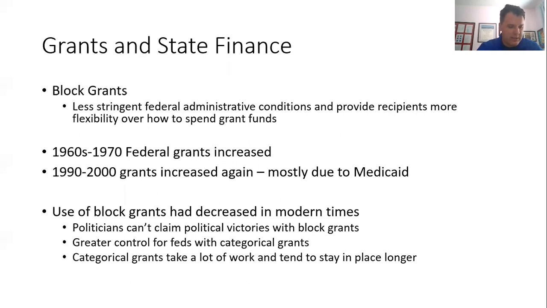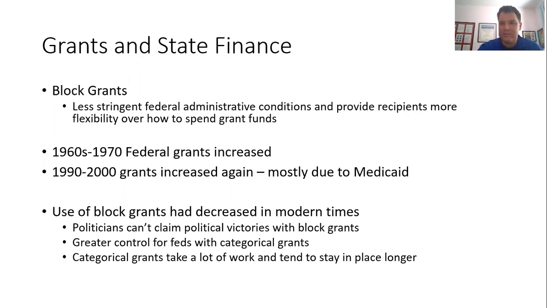Categorical grants are relatively popular, although nobody likes them. The government likes them, but it creates a lot of red tape. It creates a lot of governmental jobs and a lot of regulations. And so people will always argue for block grants, because block grants are less stringent.